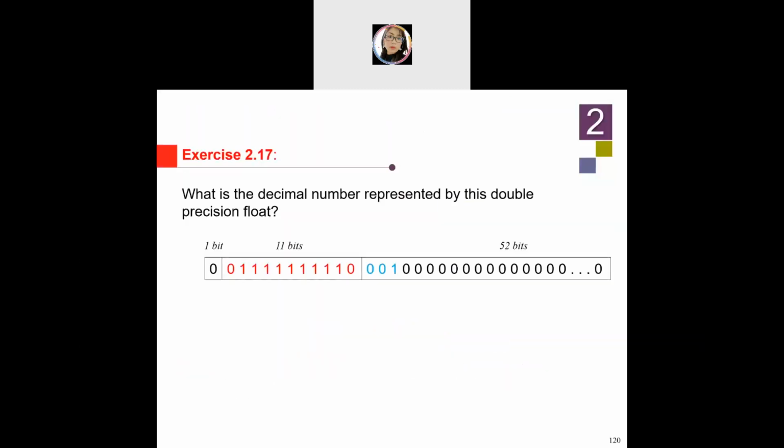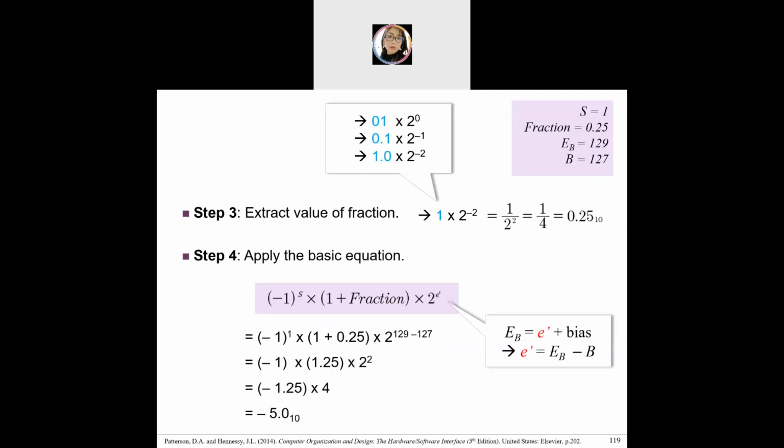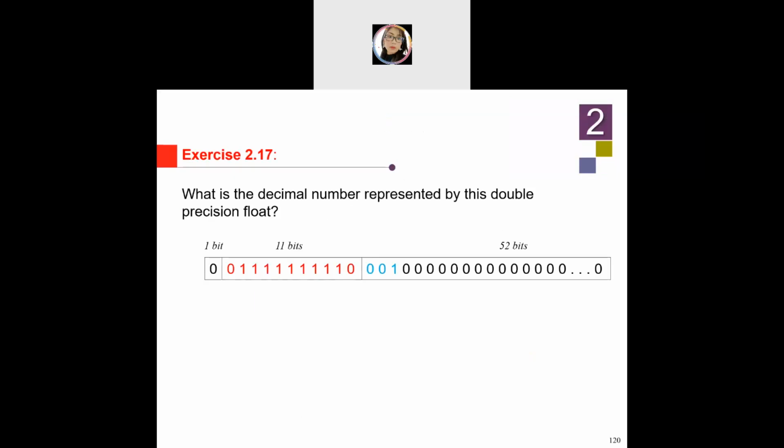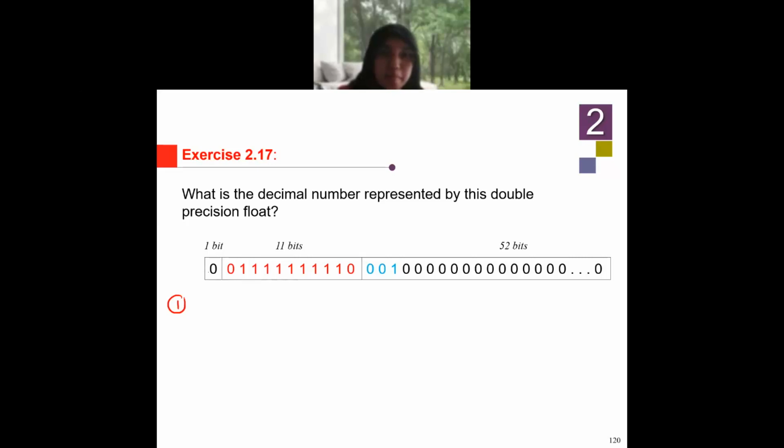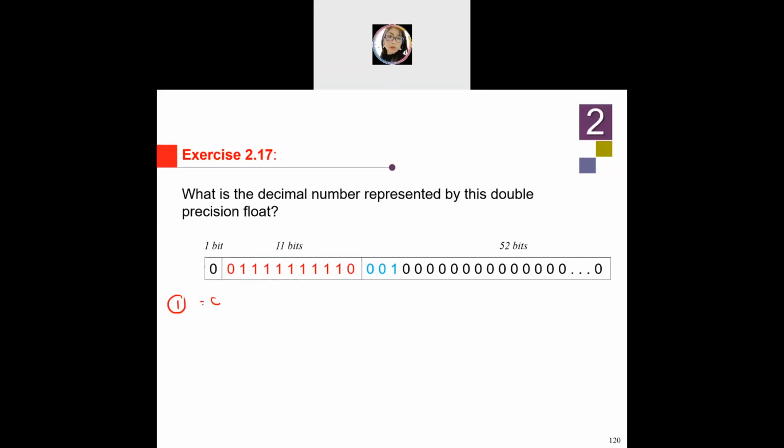This one is just exercise, not example. Maybe we can try to do it together. Before that, for this example, any question? Okay, if no question, maybe we can do together for this one. First step, what we need to do? First step, Nurdini, what we need to do? Need to extract the value of sign. Okay, thank you. The value of sign is 0.